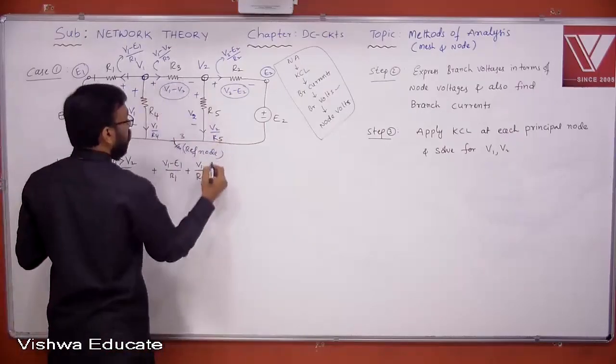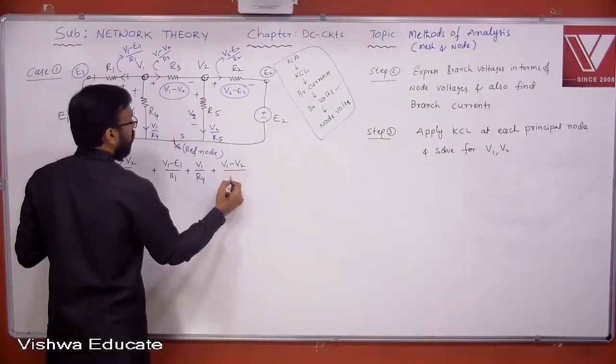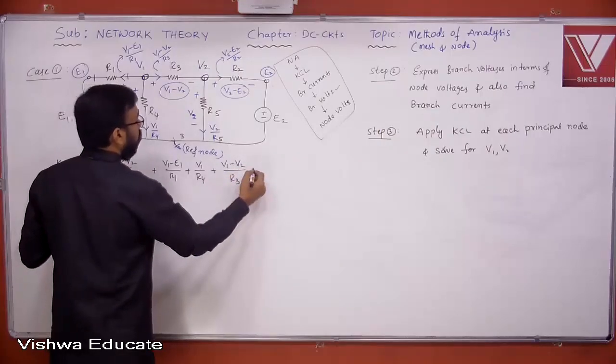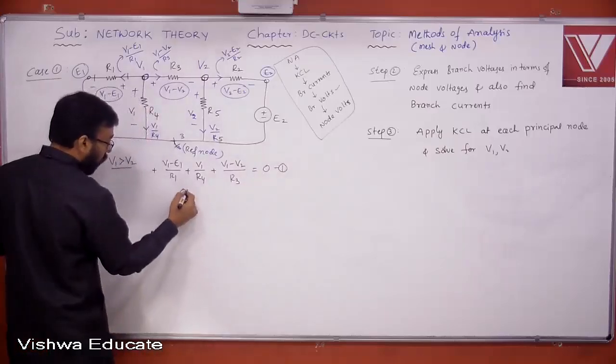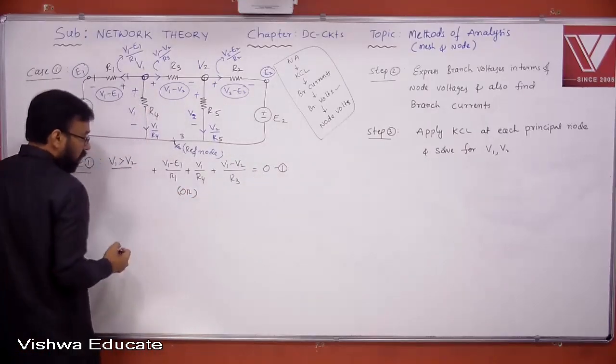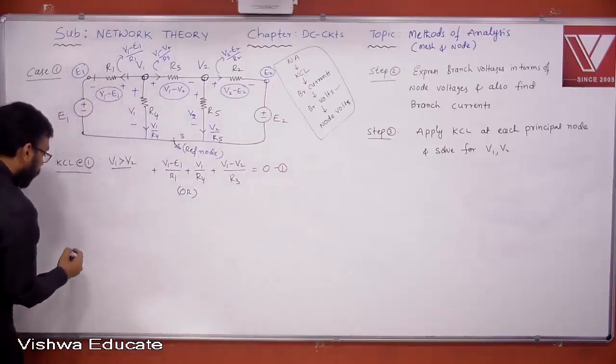Okay, now this is V1 minus V2 by R3 is equal to 0. This is the first equation. I told you a method called inspection. Leave one line for it. Okay, I will explain it to you.